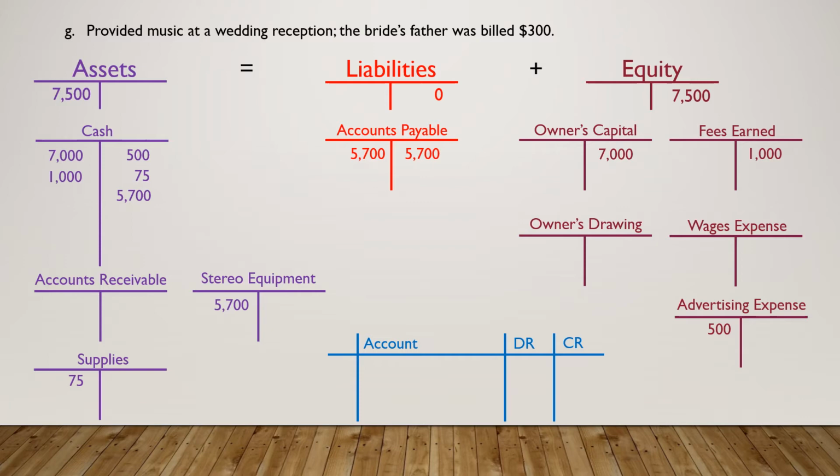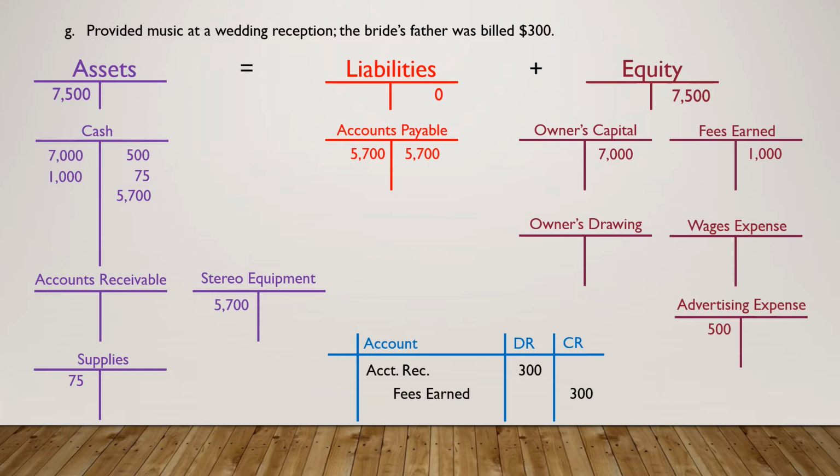Transaction G. Listen Up provided music at a wedding reception and billed the bride's father for $300. Here, Listen Up has performed the work to earn the money, but the money has not yet been received. Rather, it will be received in the near future. The journal entry will be a debit to accounts receivable to record the cash that Listen Up has a right to receive, and a credit to fees earned.